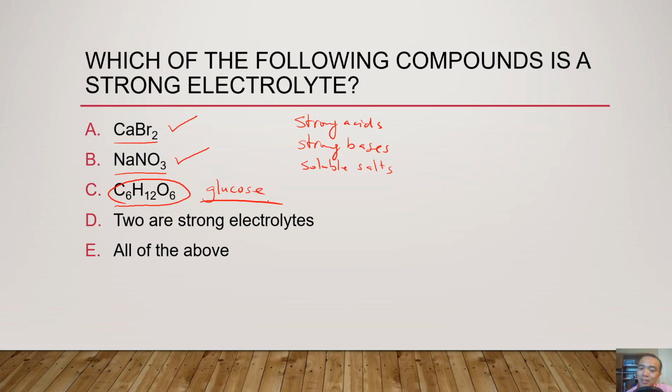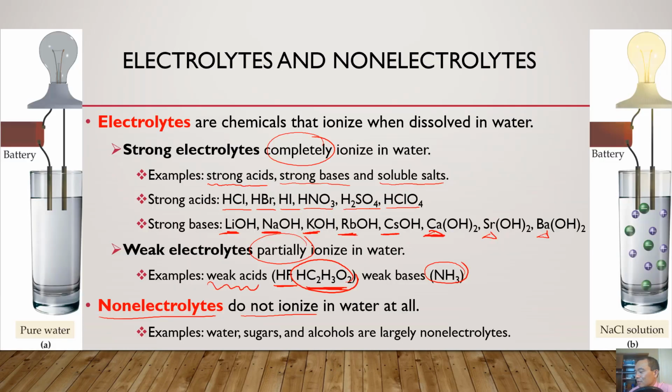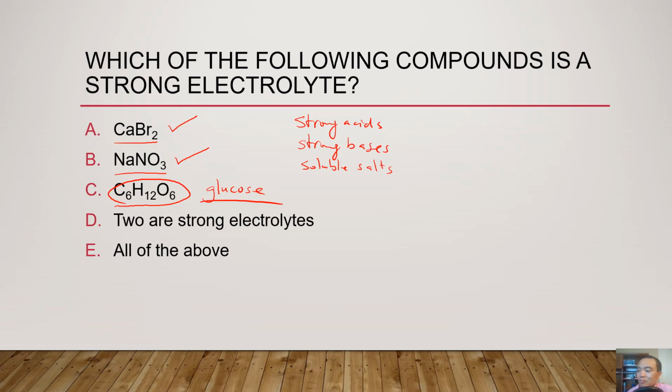When we looked at the previous couple of slides, we did not specifically mention examples of non-electrolytes. Non-electrolytes do not ionize. For example, water, sugars like table sugar and glucose, alcohols, for example, ethanol, methanol, etc. They are non-electrolytes. So glucose does not ionize, so the correct answer would be D.